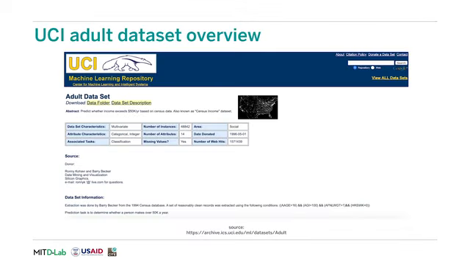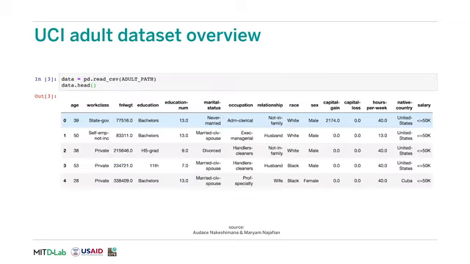The UCI adult dataset is one of the most popular machine learning datasets. It is available on the internet on the UCI machine learning repository. The dataset is comprised of more than 48,000 data points that were extracted from the 1994 census database in the United States. Each data point in the dataset is comprised of 15 features. These include age, work class, education, relationship, race, sex, salary, and others.